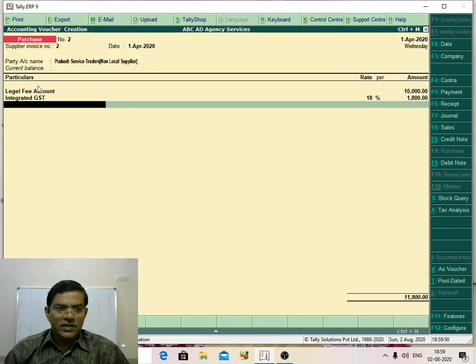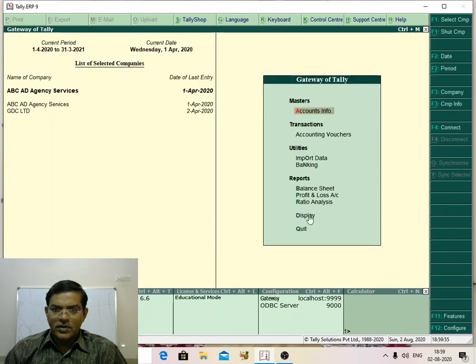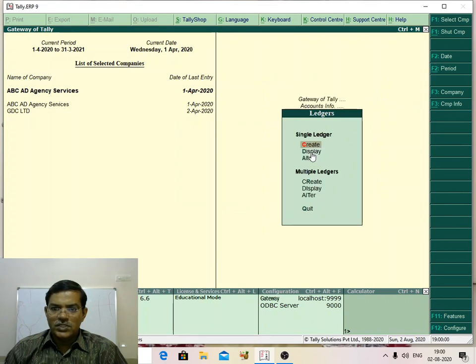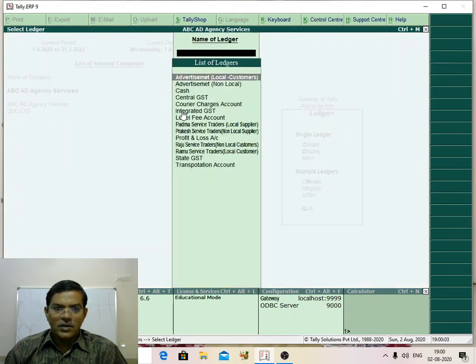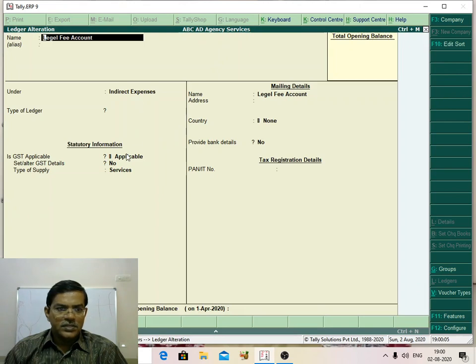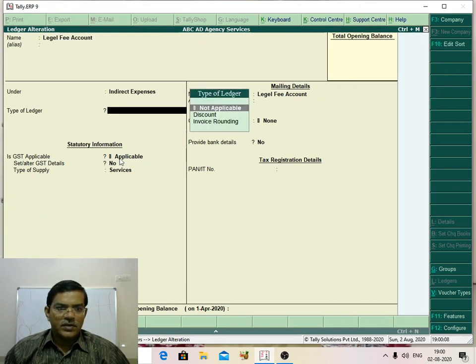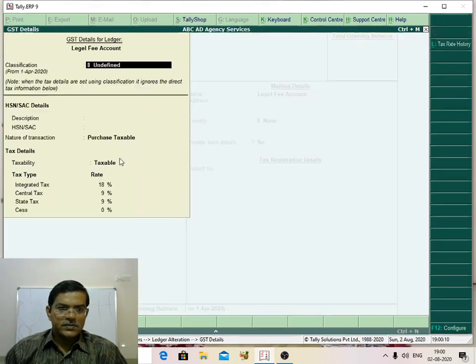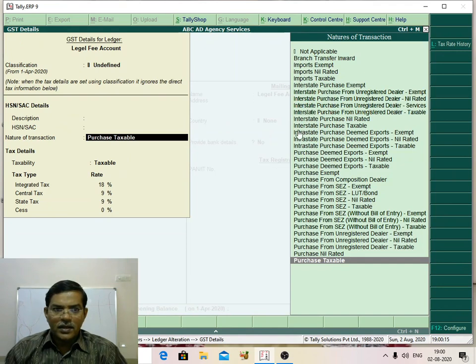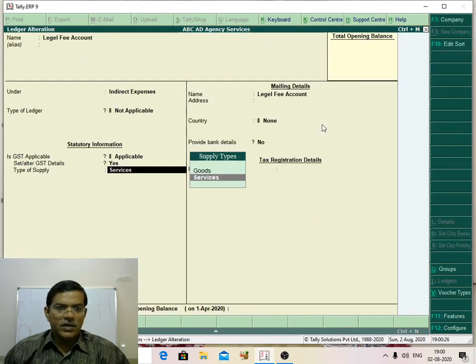Okay, so whatever transaction is posted here, I will check the legal fee account. One moment. Check the legal charges, display, alter legal fee. Okay, GST here is not applicable, right? Wait, it is yes. Okay, and legal is local only. Okay, local transaction. If I put it as an interstate purchase, I will see what happens.